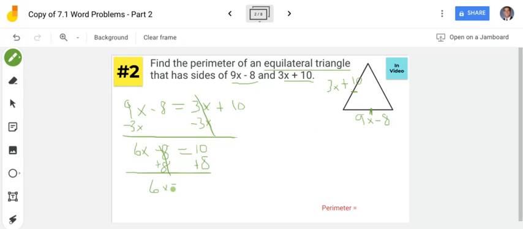Fifth and final step is to solve for x. I'm going to divide by 6. So those 6's simplify to 1 times x, which is x. And x is 18 divided by 6, which is 3.